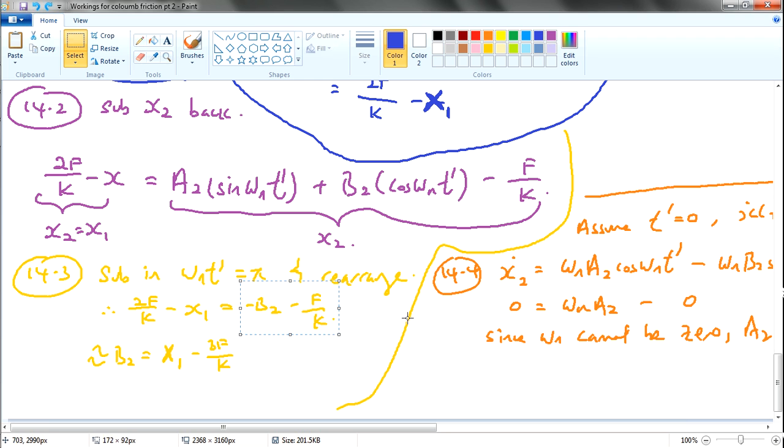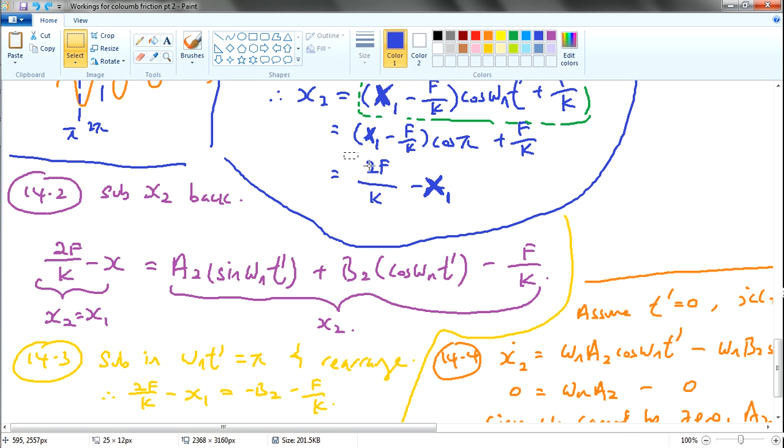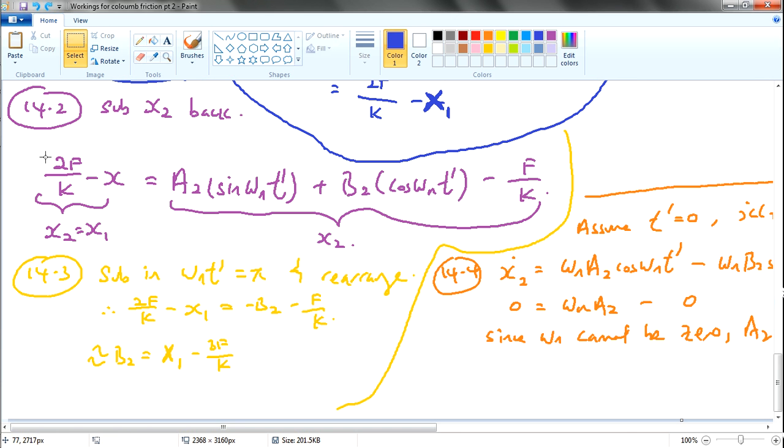So this is this, and then you rearrange: you bring b2 over, and because this one is already found out, this is this. So this is minus b2 minus fk. This portion reflects this portion, and this one reflects this one. So you rearrange the whole equation, and you'll eventually get b2 equals to this.